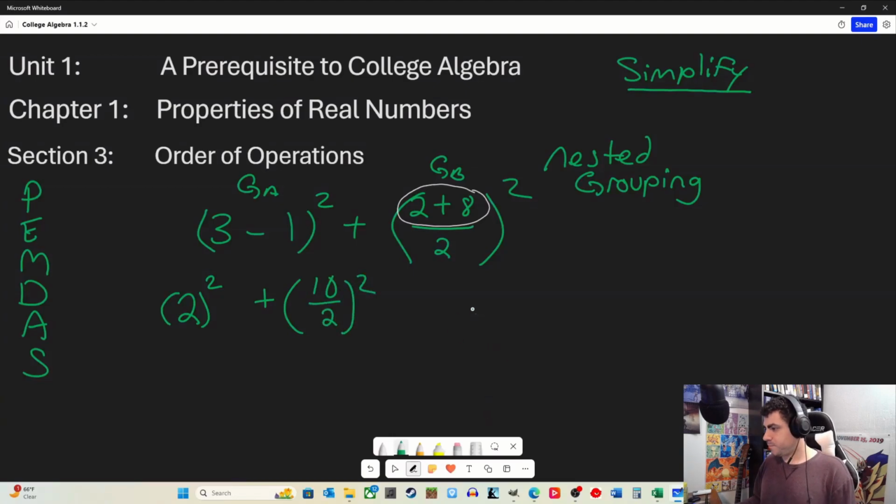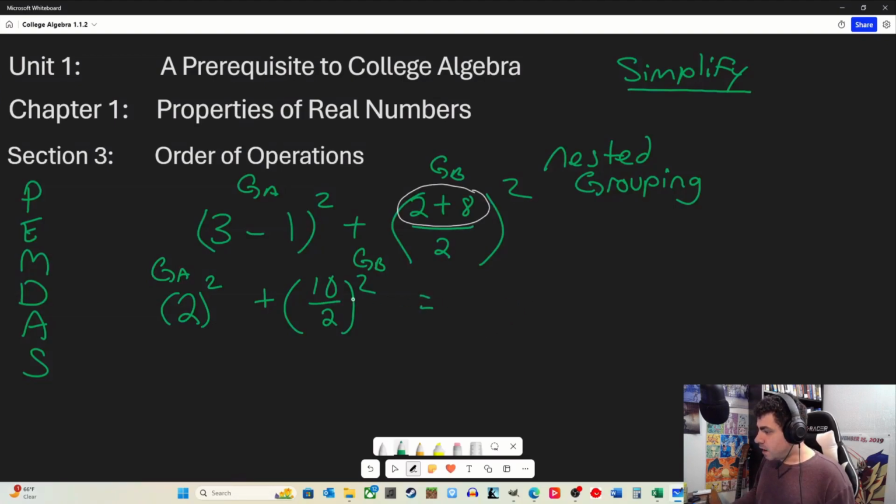Now, remember, we have two separate groups. We have two separate groups right here. Group A and group B. Group A, we have 2 squared. Group B, we have 10 divided by 2 squared. So let's go ahead and solve these simultaneously this time. Remember, these are two separate groups, so we can do these simultaneously.